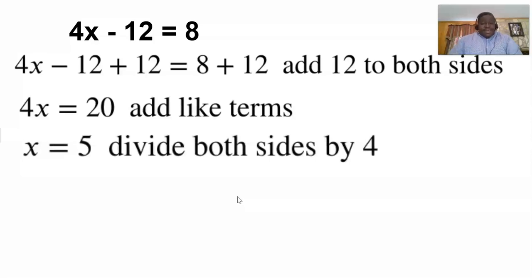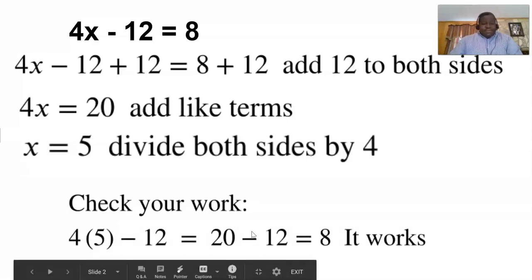Now, to make sure I have the right answer, I would need to go back and plug in my answer to see if it's correct. So let's look at that part as well. So when I check my work, 4 times 5 minus 12 is 20 minus 12, which is equal to 8. Yes, it does work. So that's a true statement.